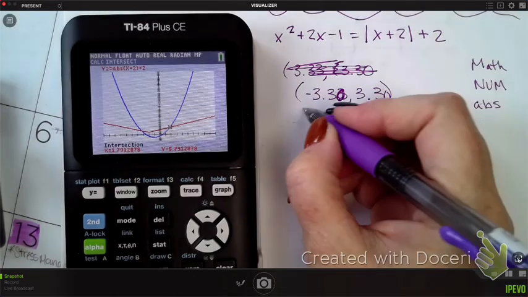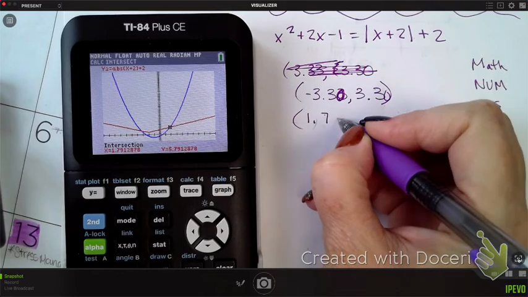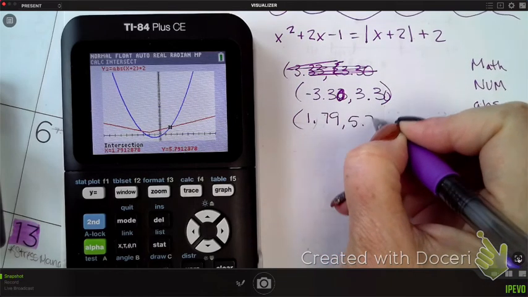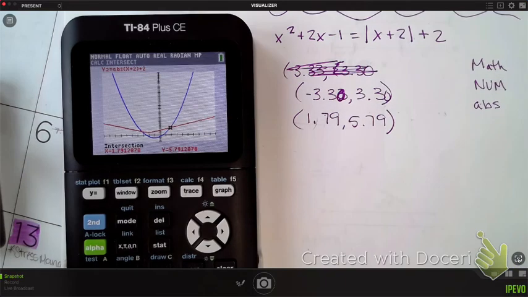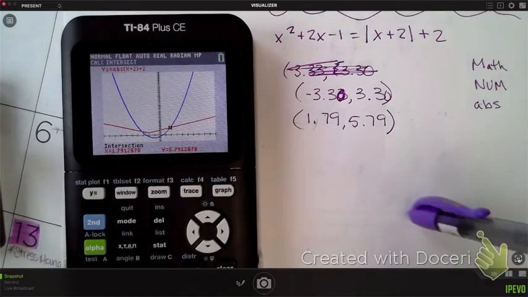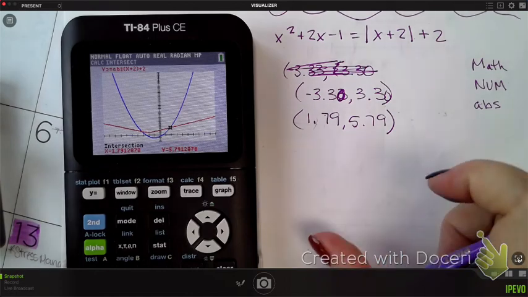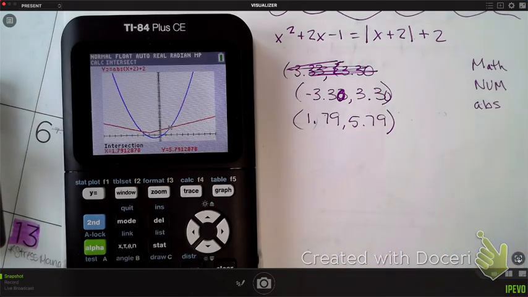And I got 1.79, 5.79. I did not get that. What did you get? For the second one, I got 1.7 and 5.3. Try it again. See if you get the same thing. Sometimes you'll get a little bit different, but 5.3 is a lot different, isn't it?